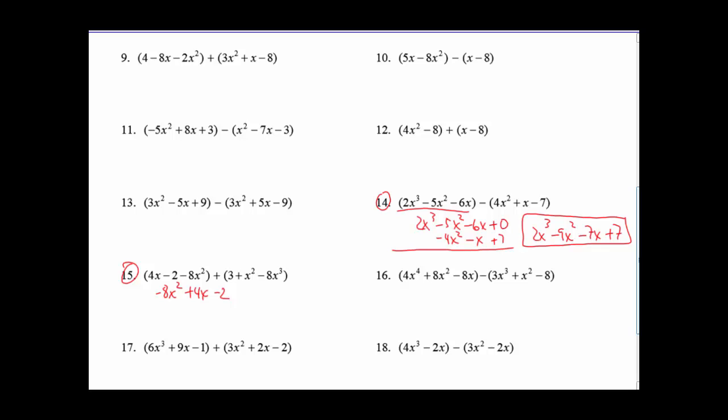If we add the next polynomial, notice now we have an 8x cubed. So we're going to put that just in front of the x squared. So we have a minus 8x cubed. We have an x squared, so we're going to add that to the x squared. And then we have just a plus 3. So we do not have an x, so I can put in a placeholder. But we do have a plus 3. Draw my line. Now our polynomial becomes negative 8x cubed minus 7x squared plus 4x plus 1. That is a cubic third degree polynomial.